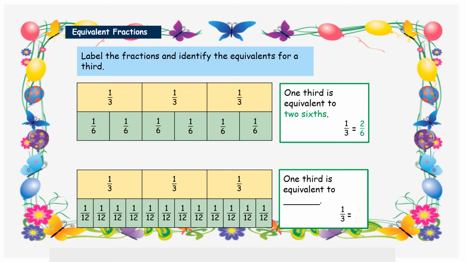Now let's look at the second one below. 1/3 itself is equivalent to also what? This can also be further divided into 4 parts of 1/12, 1/12, 1/12, 1/12. And if we add it all together, we're going to have 1, 2, 3, 4. We're going to have 4/12. So 1/3 is equivalent to 2/6, and 1/3 is also equivalent to 4/12.